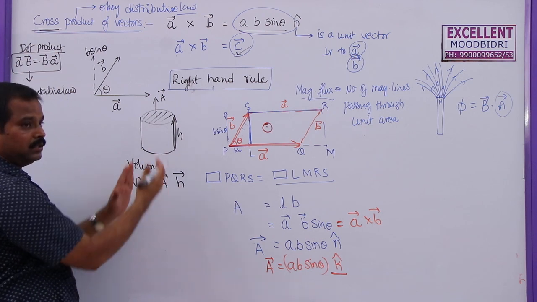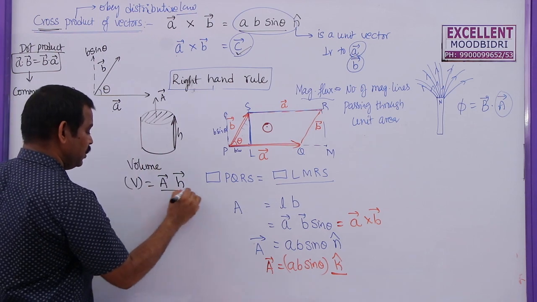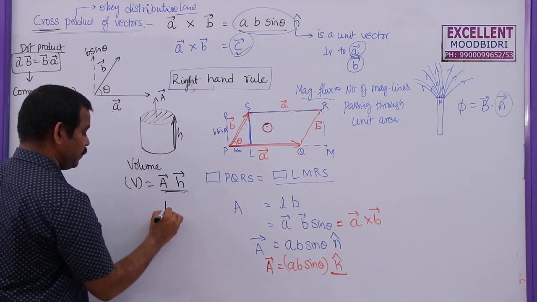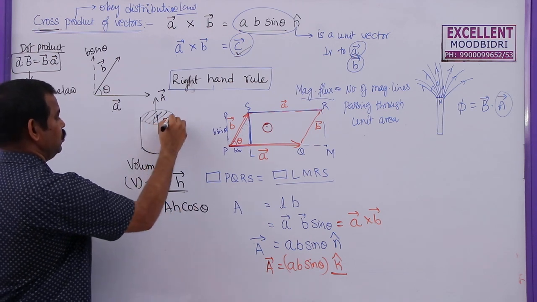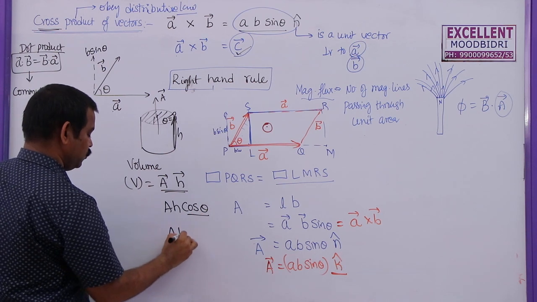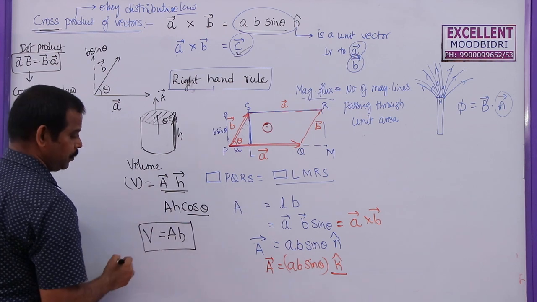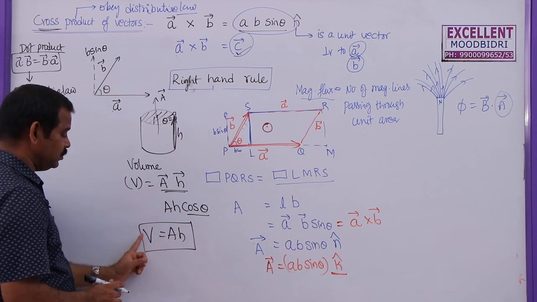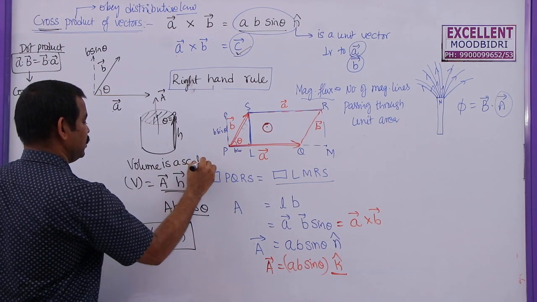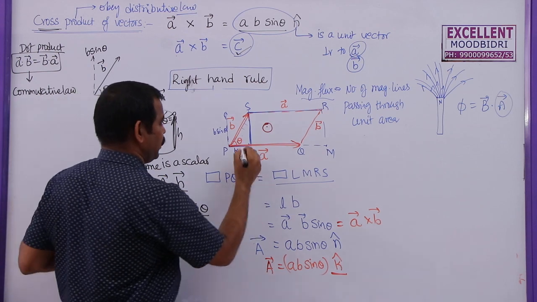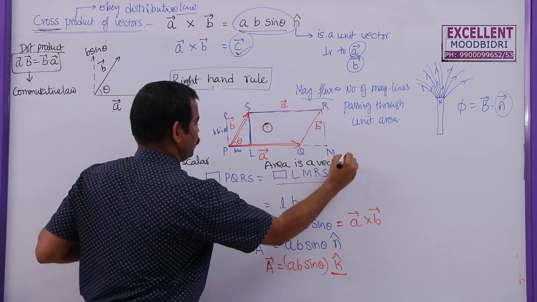Both vectors are acting in the same direction. If two vectors are multiplying acting in the same direction, then we will get a scalar. So this will become AH cos theta, where theta is equal to 0. Cos 0 will be 1. So volume will become area into height. This is the magnitude of volume. But remember students, volume is not a vector, volume is a scalar. Area is a vector quantity.